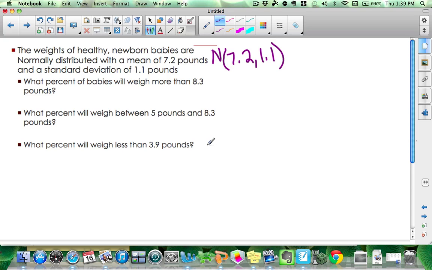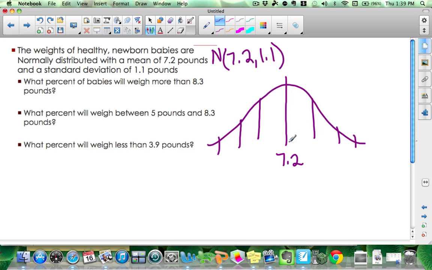And so I'm going to draw my normal curve. I'm going to draw in the mean, 7.2. I'm going to go 1, 2, 3 above, 1, 2, 3 below. I'm going to add 1.1, so that's 8.3, 9.4, 10.5. I'm going to subtract 1.1, so that's 6.1, 5.0, and 3.9. My first question says, what percent of babies will weigh more than 8.3 pounds?